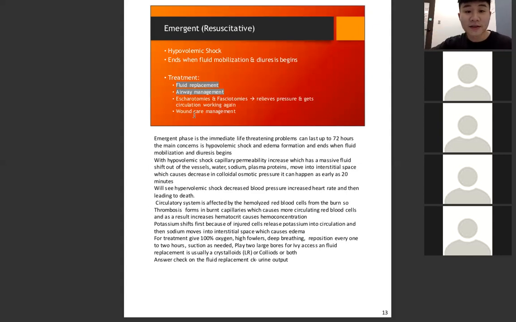Okay, wound care management. Wound care is a big thing in burns as well. And what is the specific wound care that we need to worry about? We will cover it in a later slide.